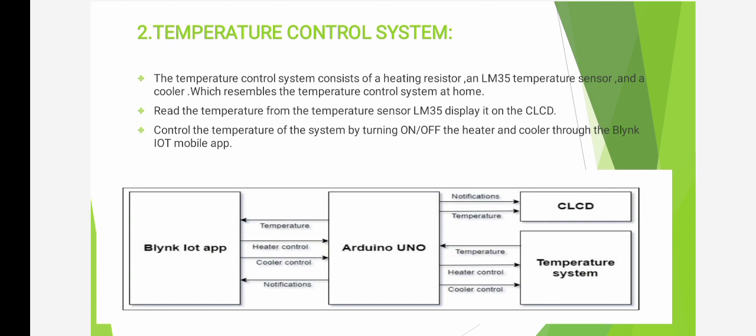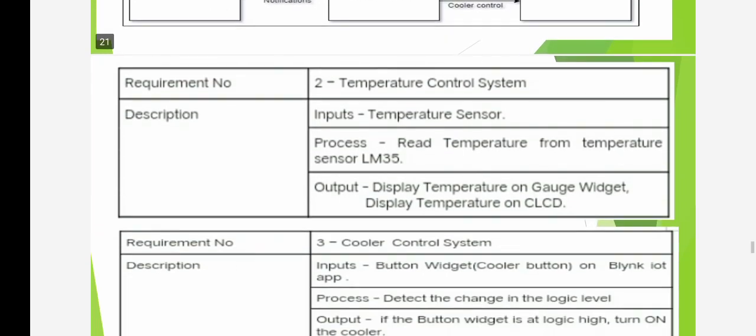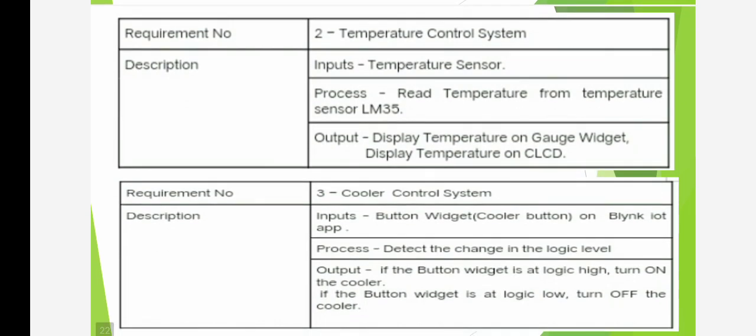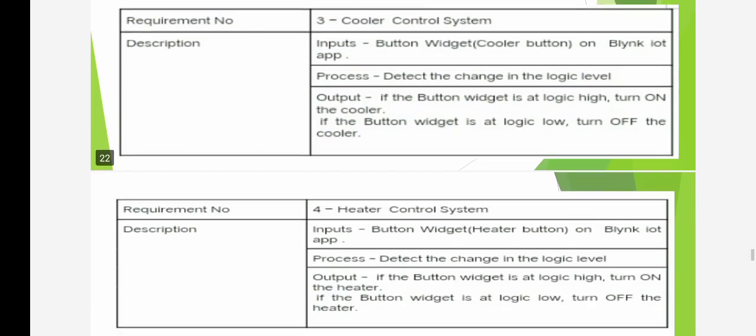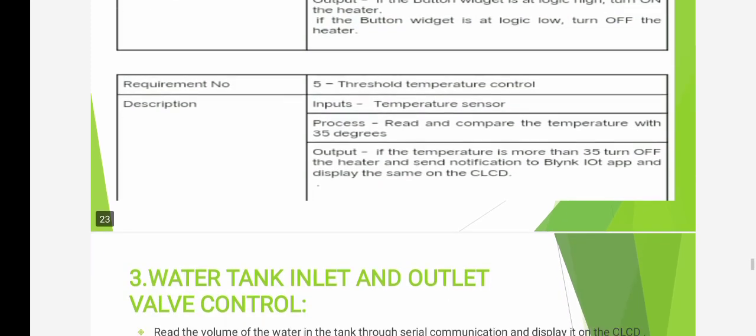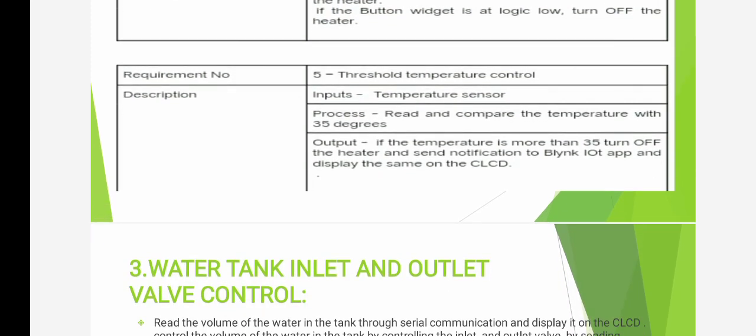This is the block diagram for the temperature control system. Requirements are temperature control system, cooler control system, heater control system, threshold temperature control.